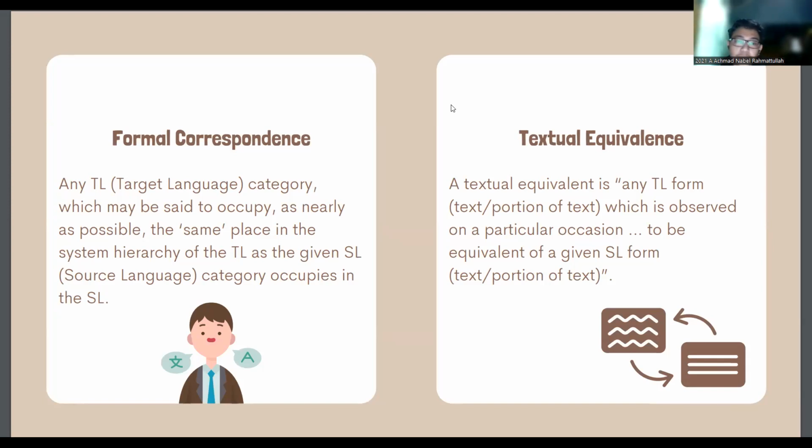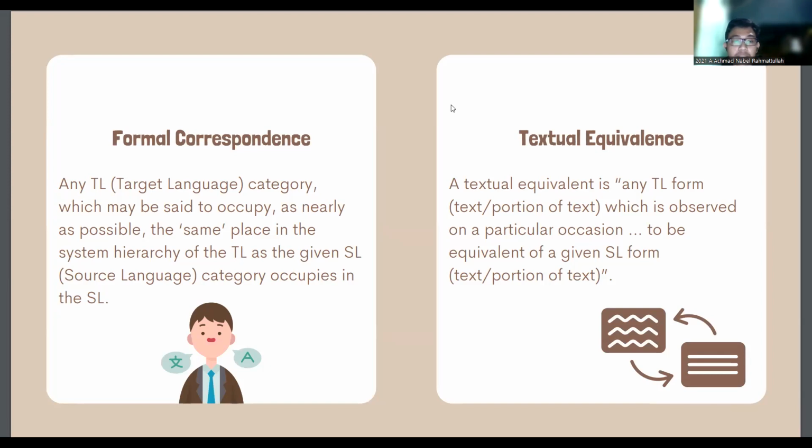For example, the noun window in English might be said to function generally the same in the English language system as the noun jendela does in Indonesian. On the other hand, textual equivalence is basically when the translation meaning may differ from what is written in the text. For example, the English phrase out of the window in textual equivalence means dibuang in Indonesian. Meanwhile, the formal correspondence of it will be di luar jendela.